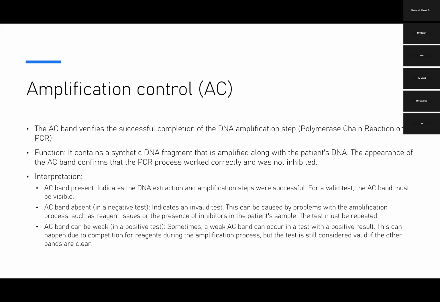For you to say that the test is valid, the amplification control line should be present and visible. If the AC band is negative, it indicates that the test is invalid. This can be caused by problems with the amplification process, such as reagent issues or the presence of inhibitors in the patient sample, and the test must be repeated. If the AC band is weak, sometimes a weak band can occur in a test with a positive result. This can happen due to competition for reagent during the amplification process. But if the other bands are clearly visible, then the test is still considered valid.